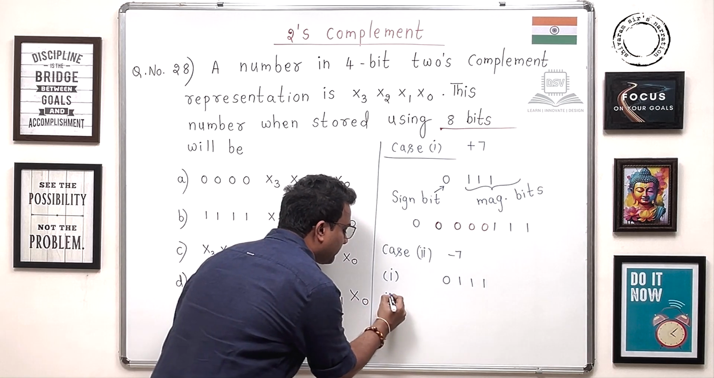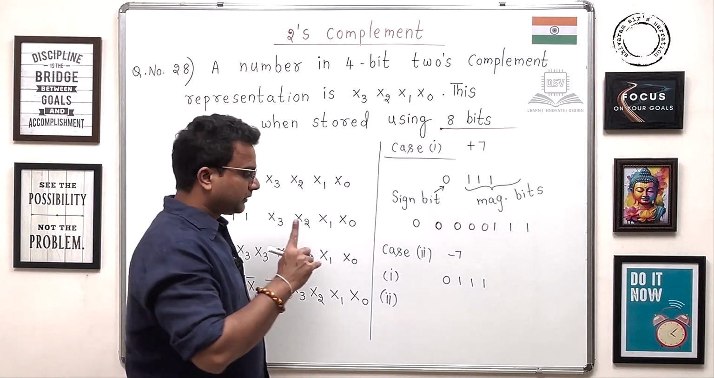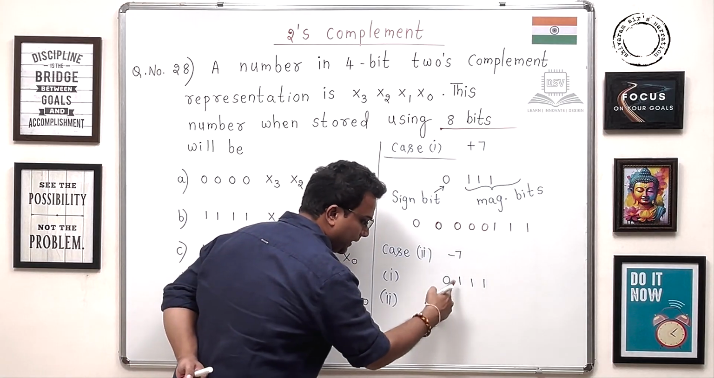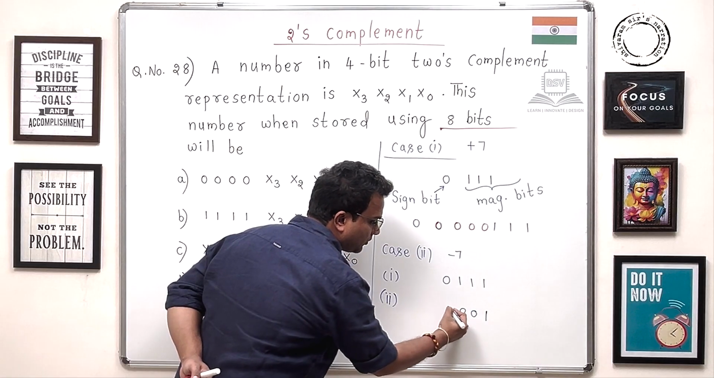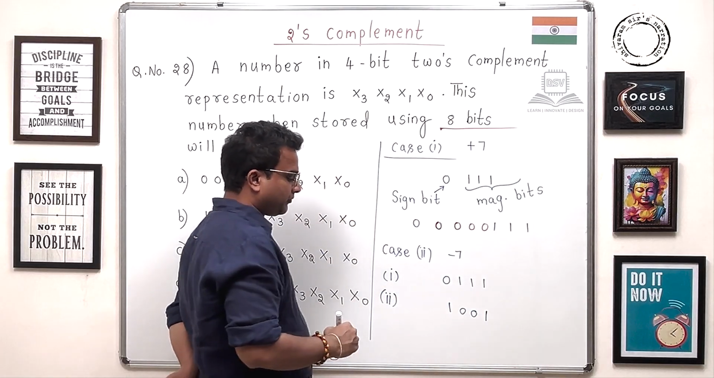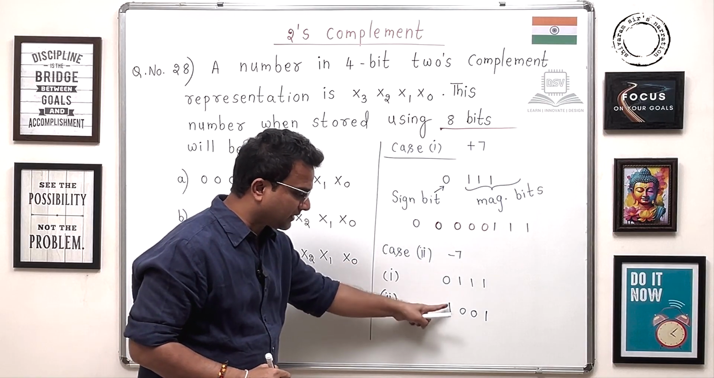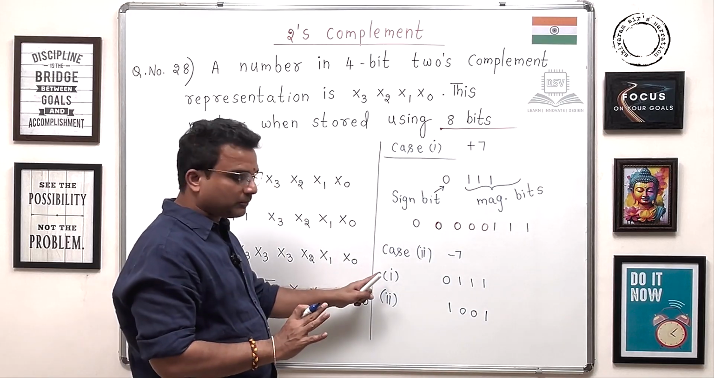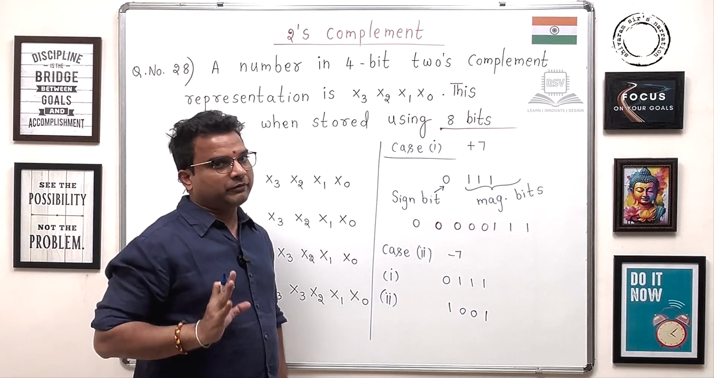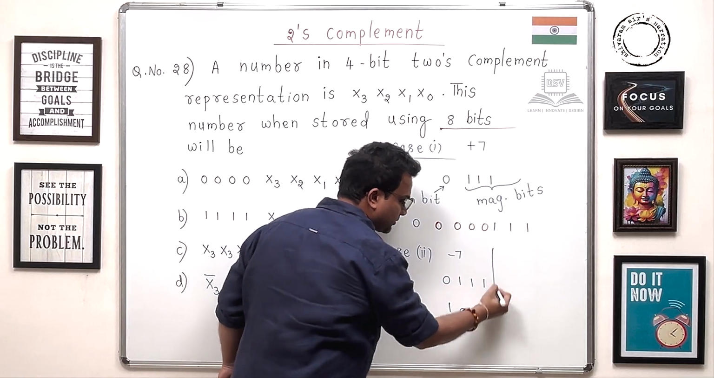We want to apply 2's complement to this. Therefore, here apply 2's complement. You get 1, 0, 0, 1. This is the 2's complement representation for minus 7. That is 1, 0, 0, 1. This is about 4 bits. But we want to store 8 bits now. Then what is the procedure?